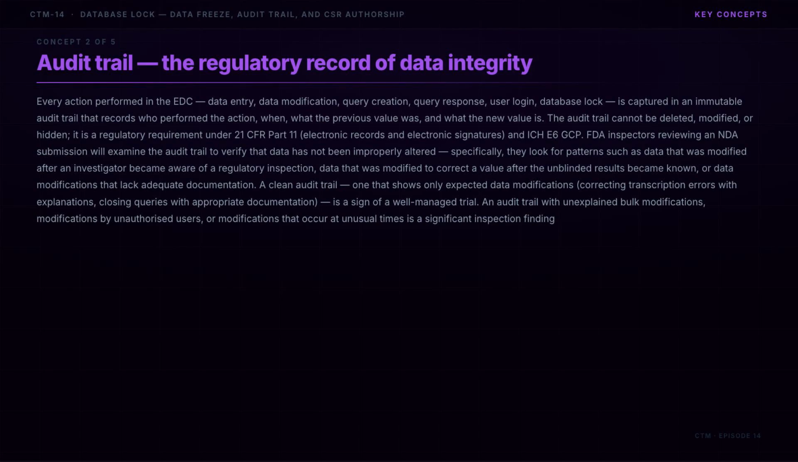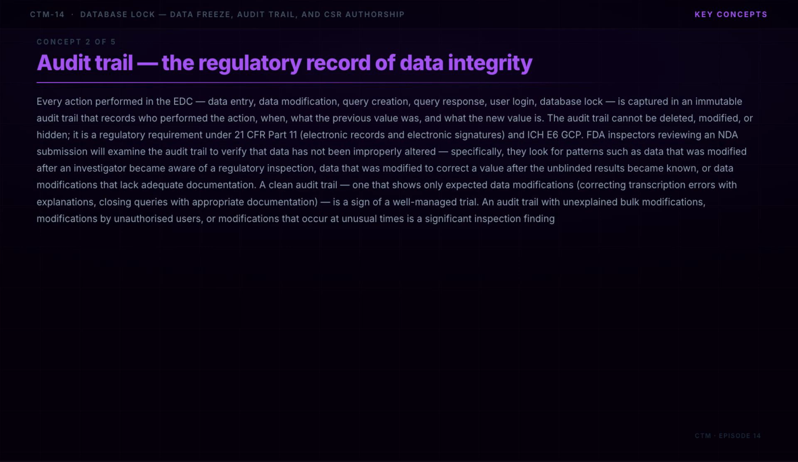Audit trail, the regulatory record of data integrity. Every action performed in the EDC, data entry, data modification, query creation, query response, user login, database lock, is captured in an immutable audit trail that records who performed the action, when, what the previous value was, and what the new value is. The audit trail cannot be deleted, modified, or hidden. It is a regulatory requirement under 21 CFR Part 11, Electronic Records and Electronic Signatures, and ICH E6 GCP.